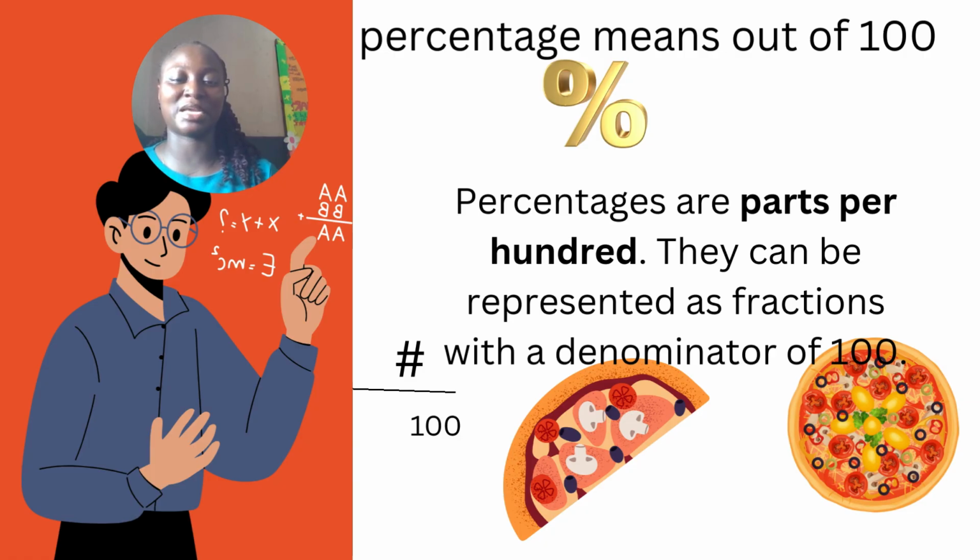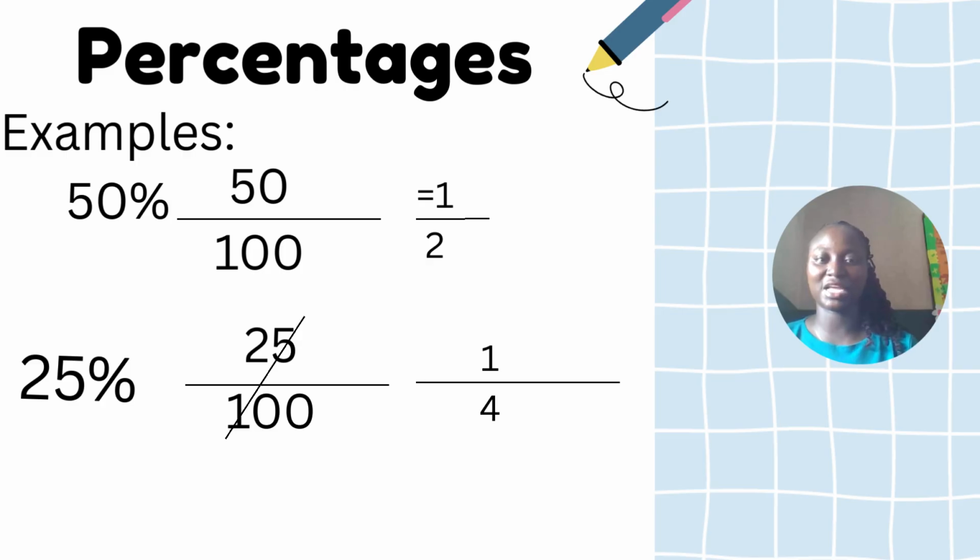And when we write percentage, we use the sign on the screen. So percentages are parts of 100. They can be represented as a fraction, that is, with a denominator of 100. So the bottom number will be 100. So percentage means out of 100. So let's take a look at these percentages.